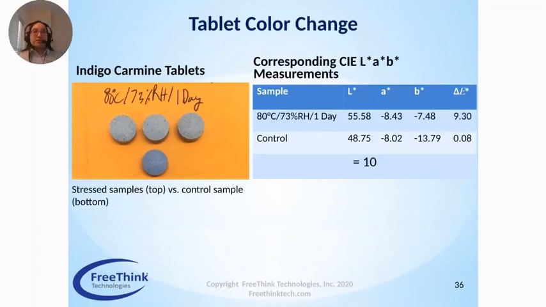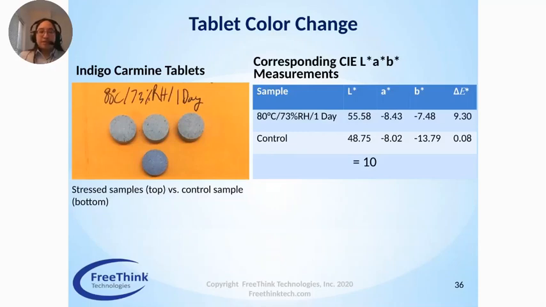So what does this actually look like? For this study, we formulated indigo carmine tablets that contain lactose. There is a known incompatibility between indigo carmine and lactose. The lactose causes a reduction in the dye that leads to a fading or yellowing of the color. That's what you can see on the image on the left over here.